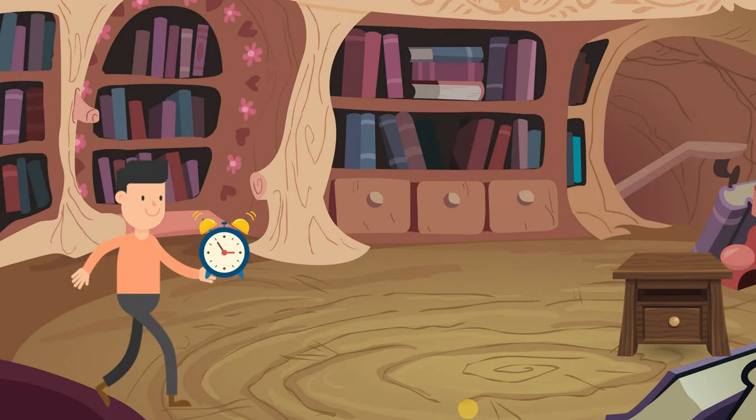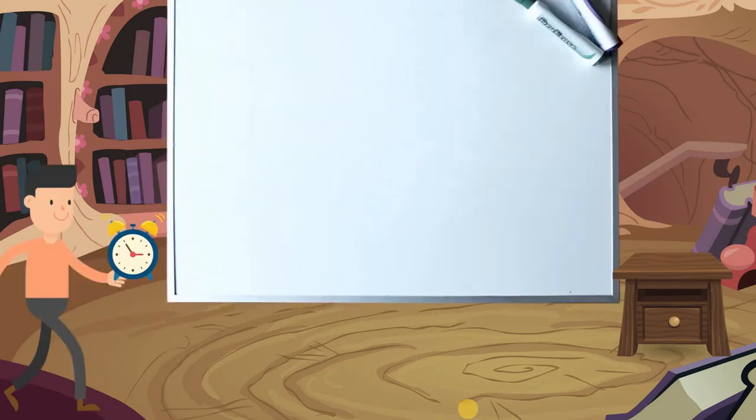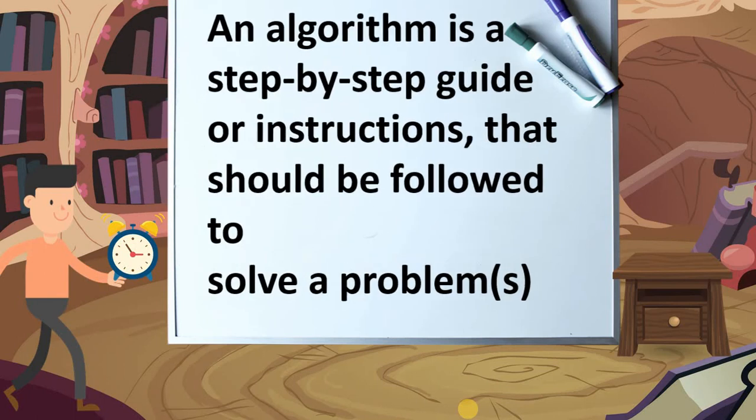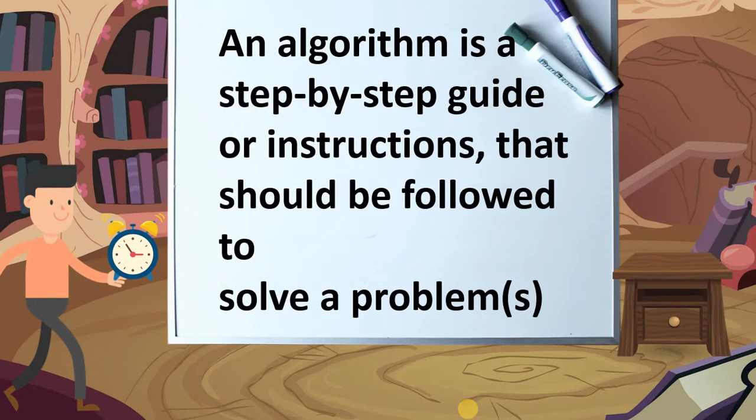Alright, so having followed the steps, we realized that Joe's alarm clock is now working again, so that means that the algorithm that we provided was a very good one as it assisted him with solving his problem. So in general terms, we have outlined that an algorithm is a step-by-step guide or instructions that should be followed to solve a problem or problems.